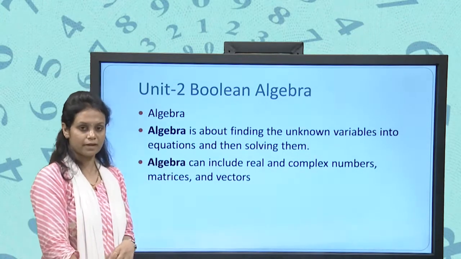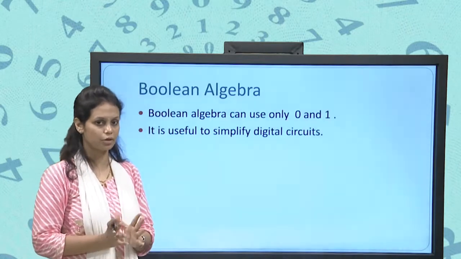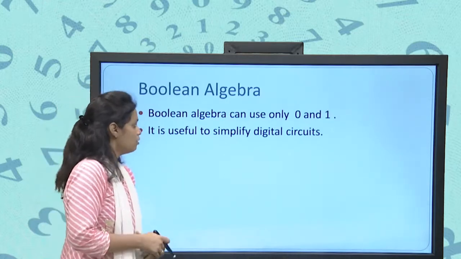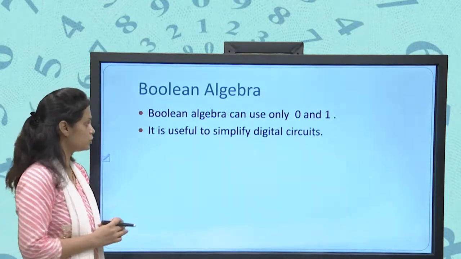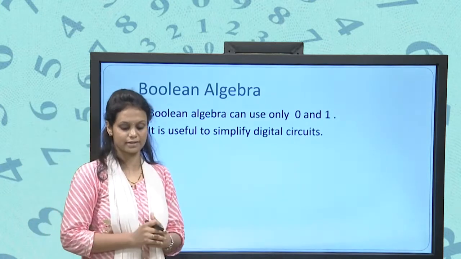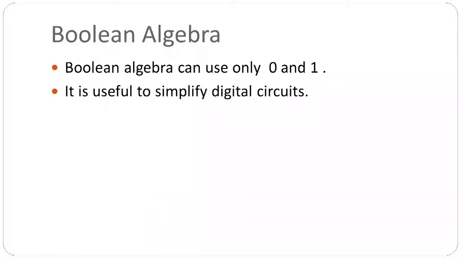In Boolean algebra, we will use the numbers only 0 and 1. What is Boolean algebra? It can use only 0 and 1, and it is useful to simplify the digital circuit. How will we create the digital circuit? We will create the digital circuit using the gates, which we have seen in the previous lecture.